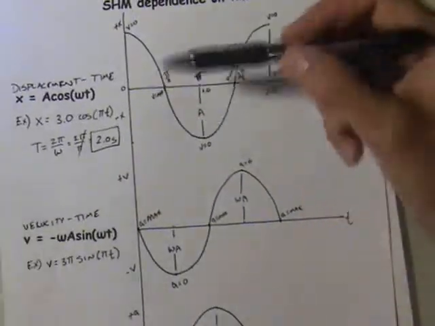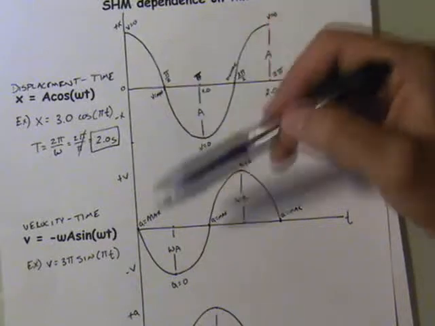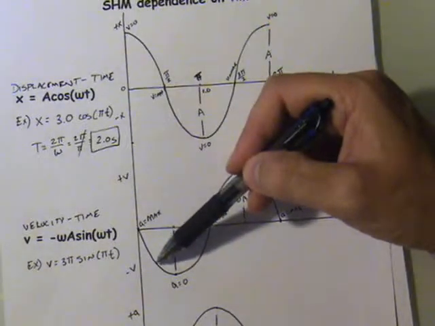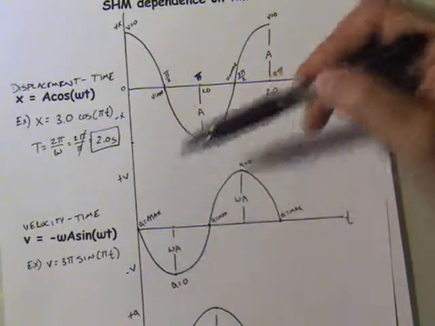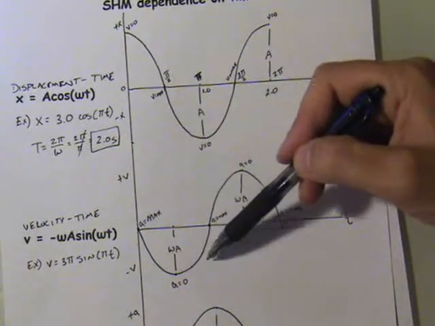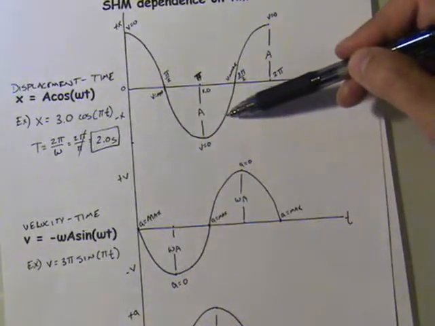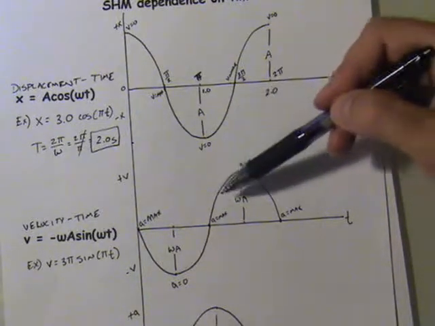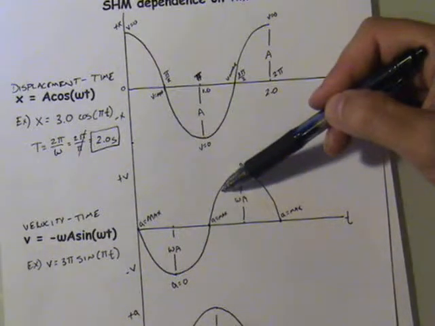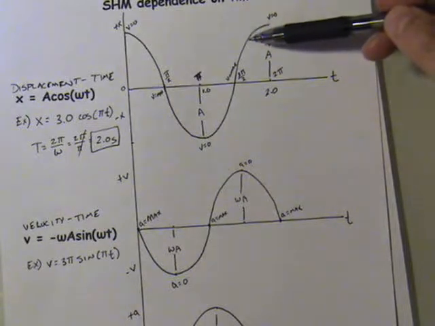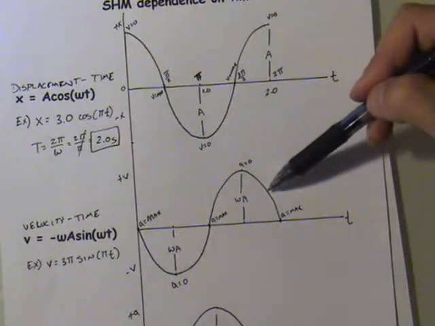And just to show you that, you can see that back on the graph. Look, positive displacement, but negative velocity. That's in the first quarter of the cycle. In the second quarter of the cycle, negative displacement and negative velocity. In the next quarter of the cycle, negative displacement, but positive velocity. And in the last section, we have positive displacement and positive velocity.